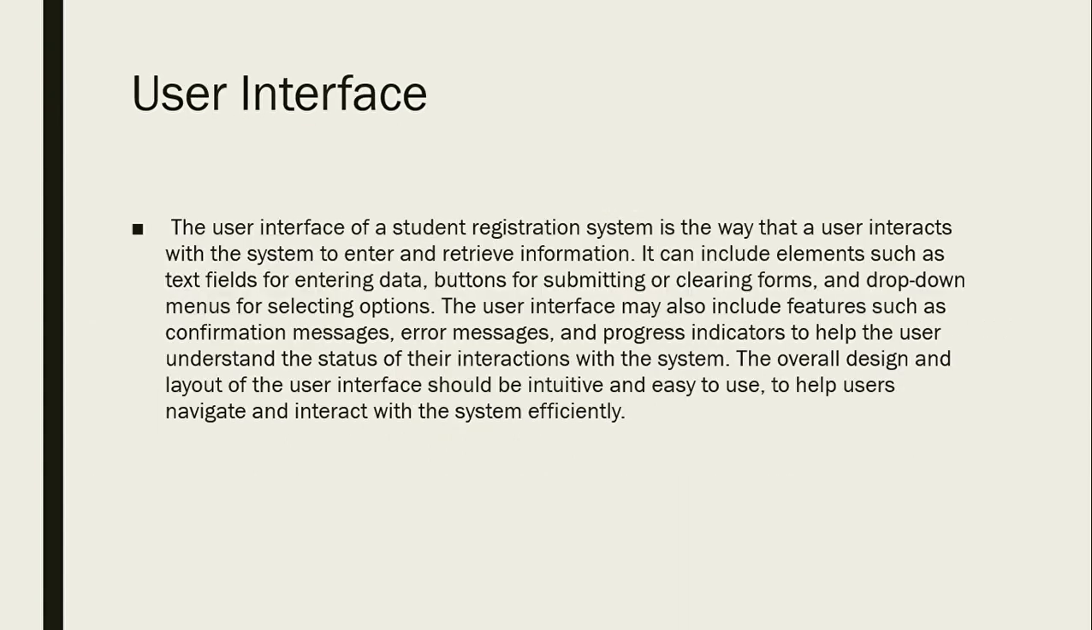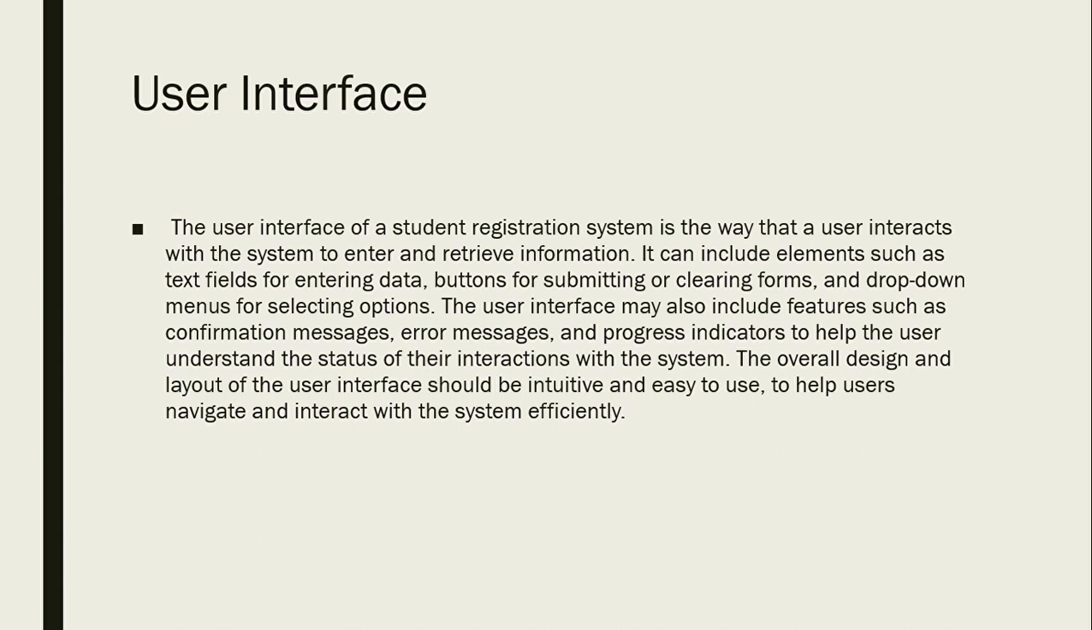User interface. The user interface of a student registration system is the way that a user interacts with the system to enter and retrieve information. It can include elements such as text fields for entering data, buttons for submitting or clearing forms, and drop-down menus for selecting options. The user interface may also include features such as confirmation messages, error messages, and progress indicators to help the user understand the status of their interactions with the system.